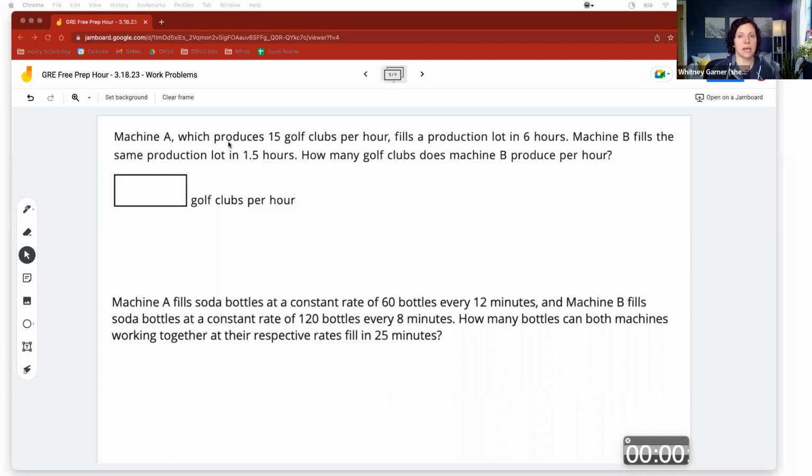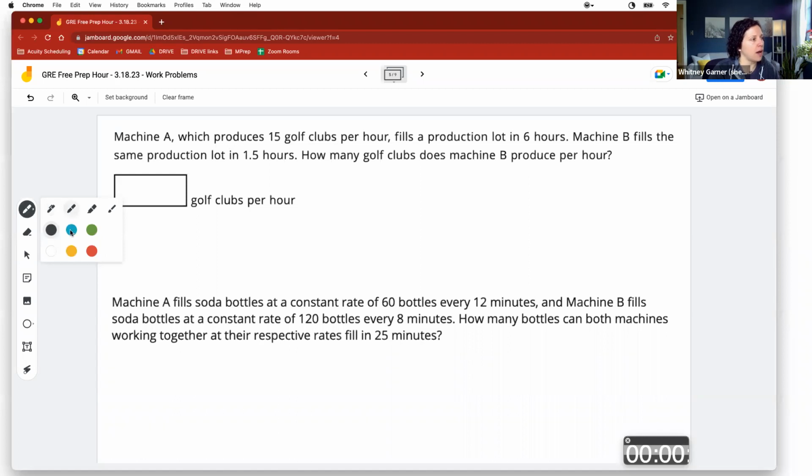What do you think? Are they working together? There's two machines. Are they working together? No, right? Beautiful. So what I want you to start to notice is, hold on, these aren't working together. I've got machine A working by itself.